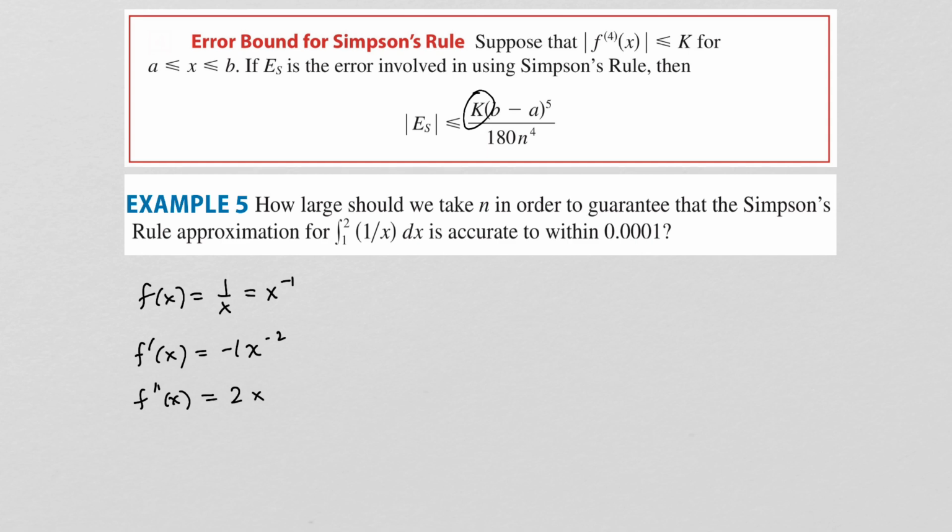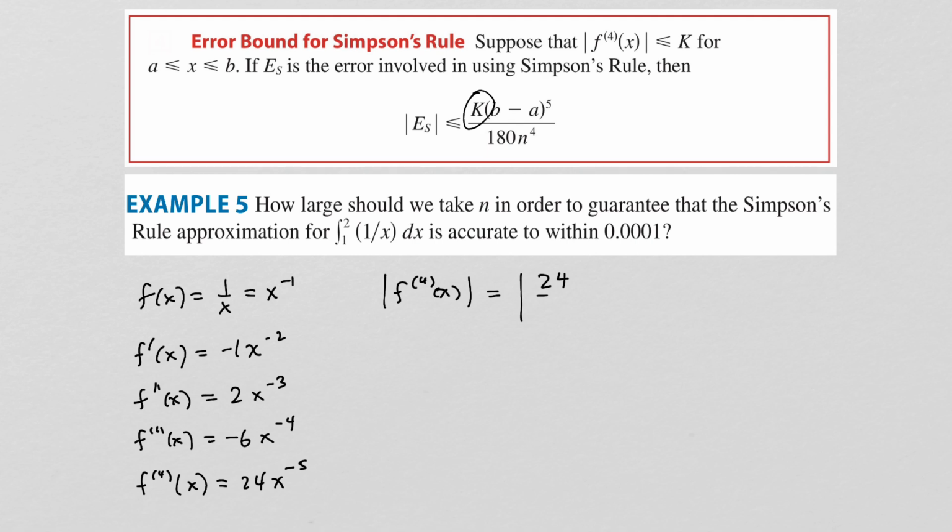Here's the first derivative. There's the second derivative. Here is the third derivative. And finally, the fourth derivative is 24x to the negative 5. So the absolute value of the fourth derivative is going to be the absolute value of 24 over x to the fifth power. And we need to know how big can this get on the interval from 1 to 2.